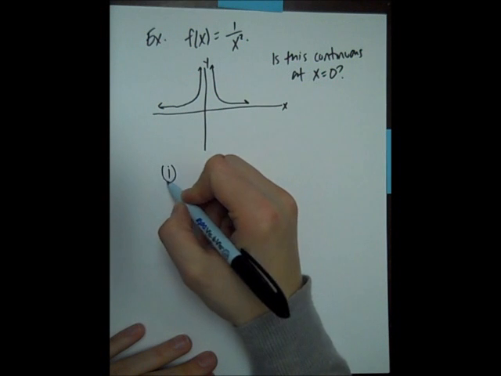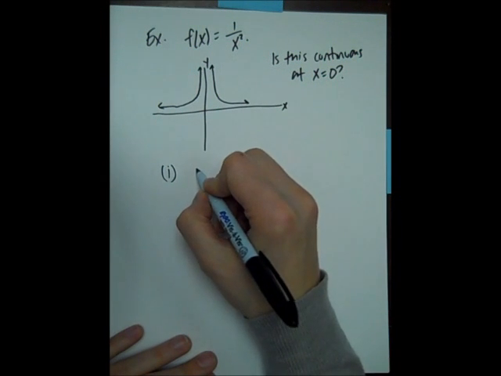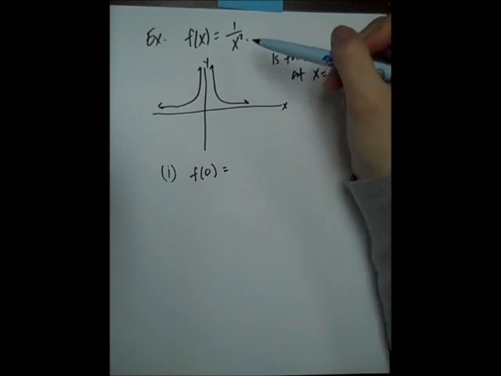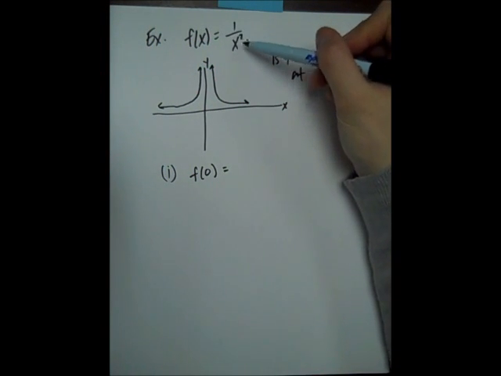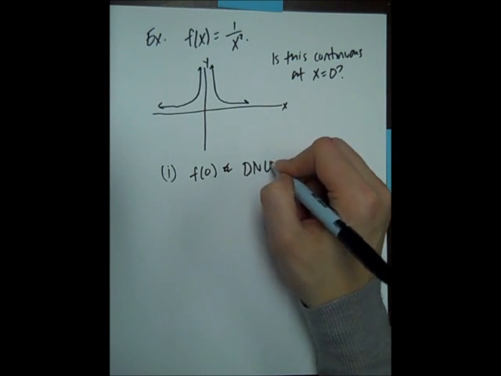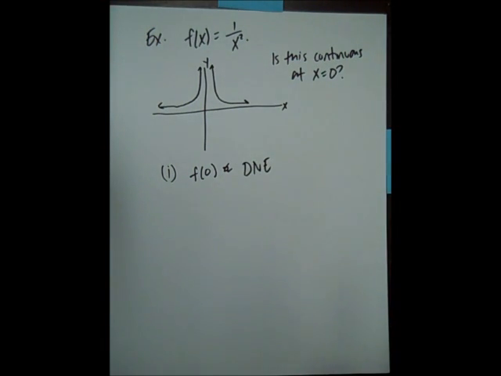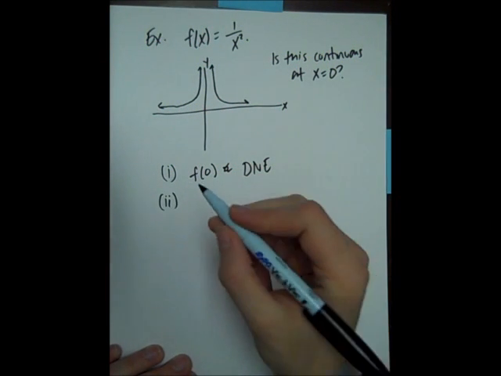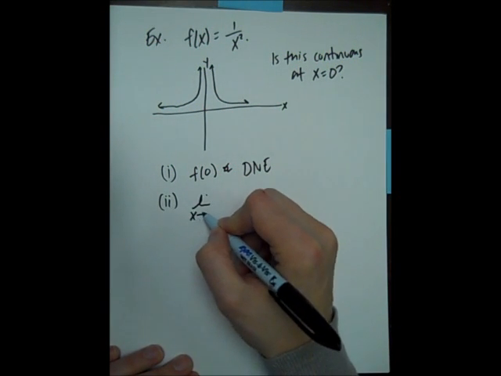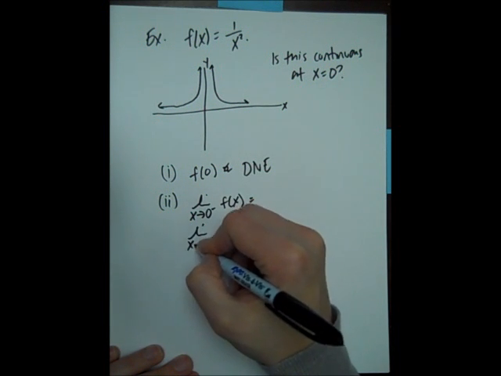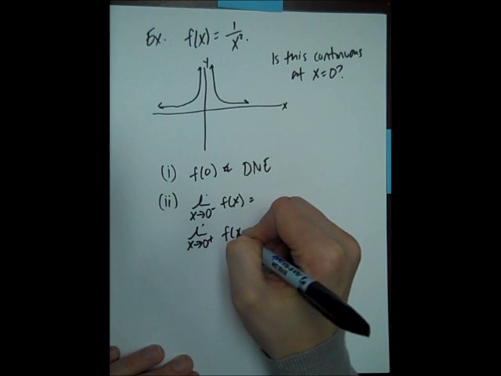So to be continuous, again, we need 3 things. Number 1, what is f of 0? Well, f of 0, I can't plug that in, so this doesn't make any sense. F of 0 does not exist, so automatically this is not continuous at 0. But let's just check to see if the other two hold. So number 2, what's the limit as x approaches 0 from the left? And then what's the limit as x approaches 0 from the right?